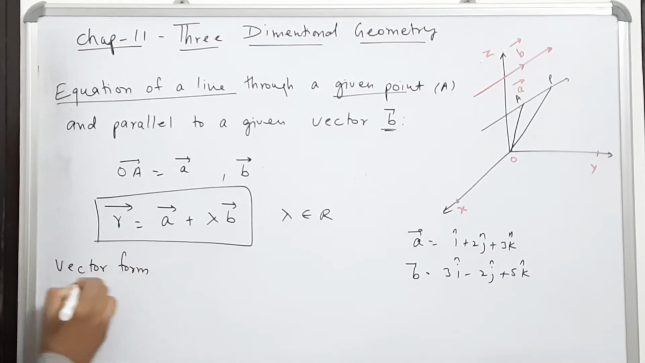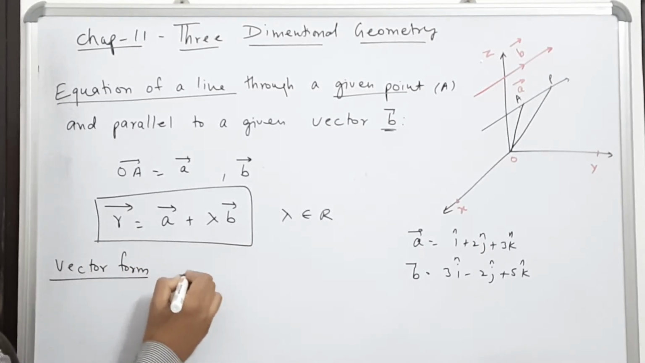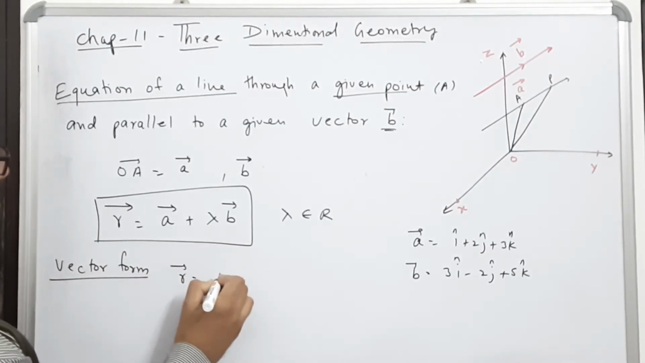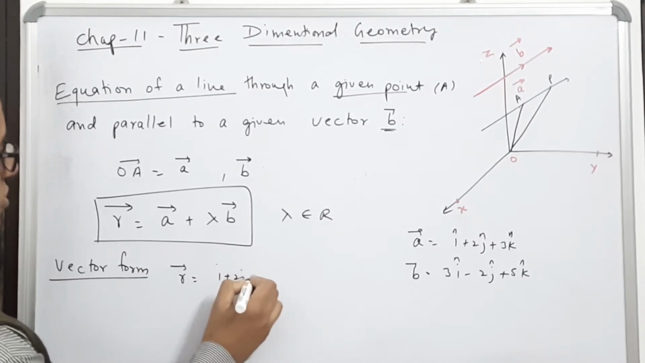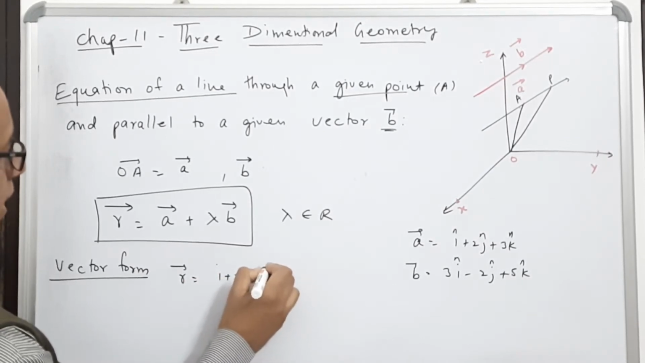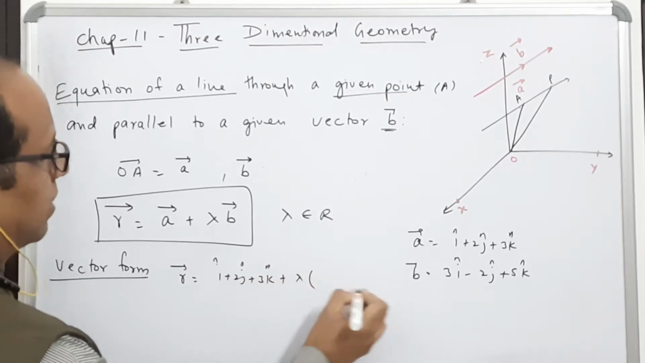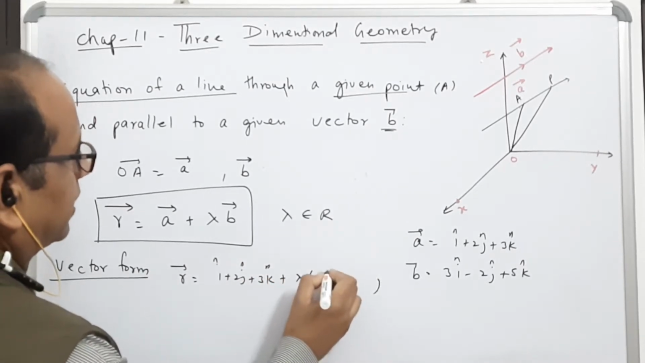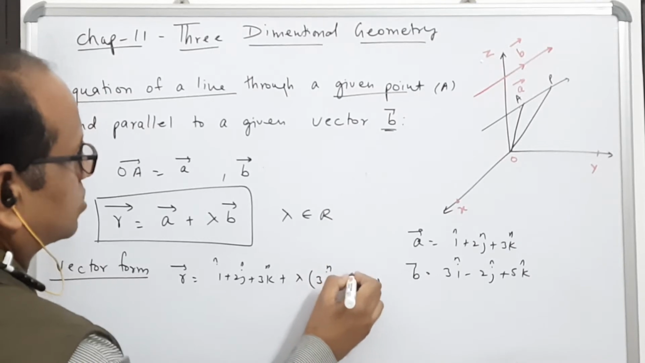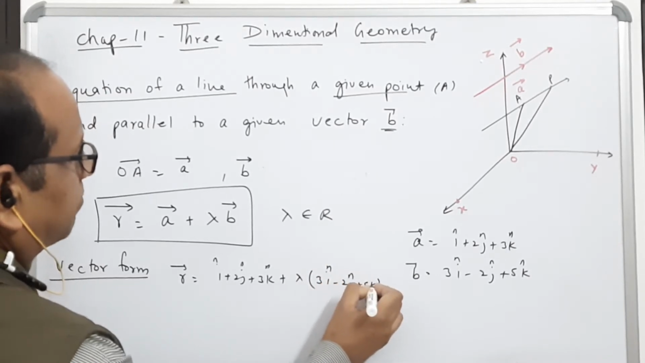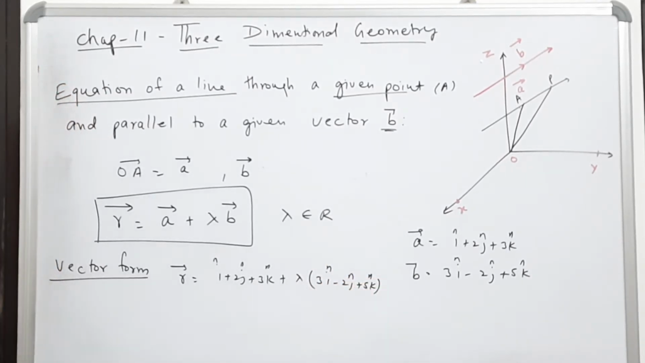The equation of line in the vector form will be R vector equals i cap plus 2j cap plus 3k cap plus lambda B, and B is 3i cap minus 2j cap plus 5k cap. It is like this. So that is the vector form.